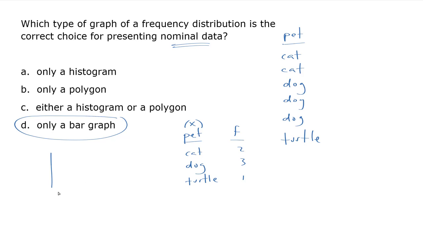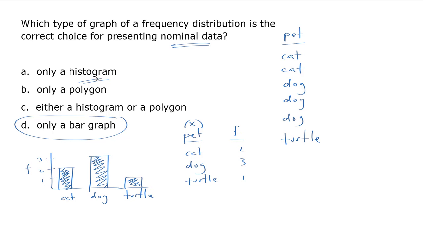And so it's going to end up looking like this. We're going to have cat, dog, turtle, and a bar graph really looks a lot like a histogram, except for one key difference. These are my frequencies. That difference is that we have to make sure that when we're plotting these, we leave spaces in between the categories. So dog goes up to 3, and turtle is just 1.